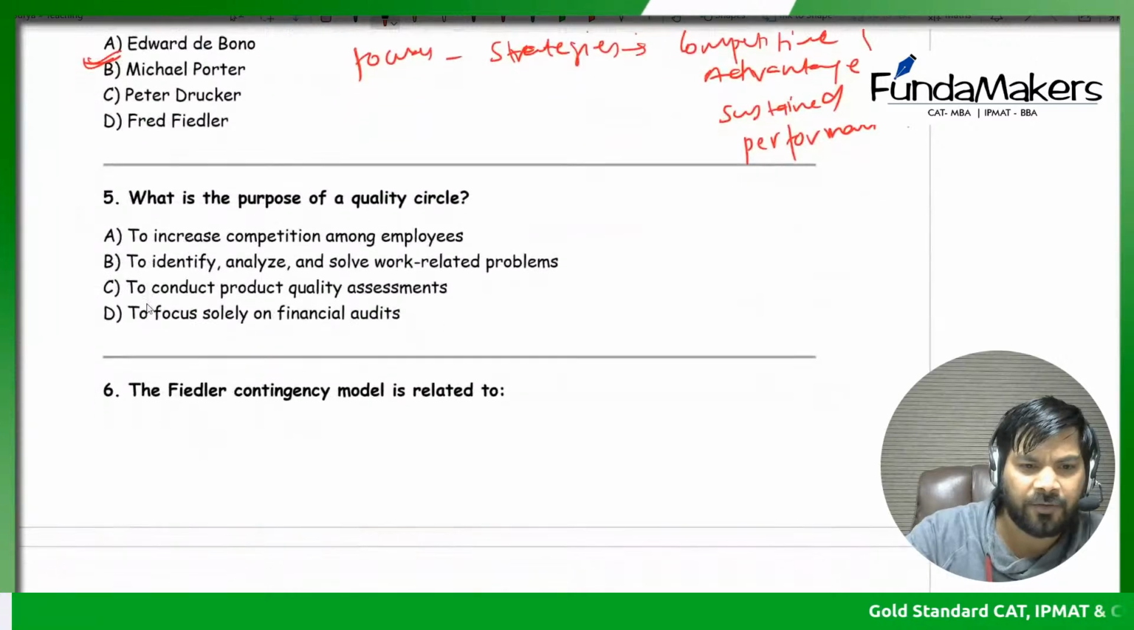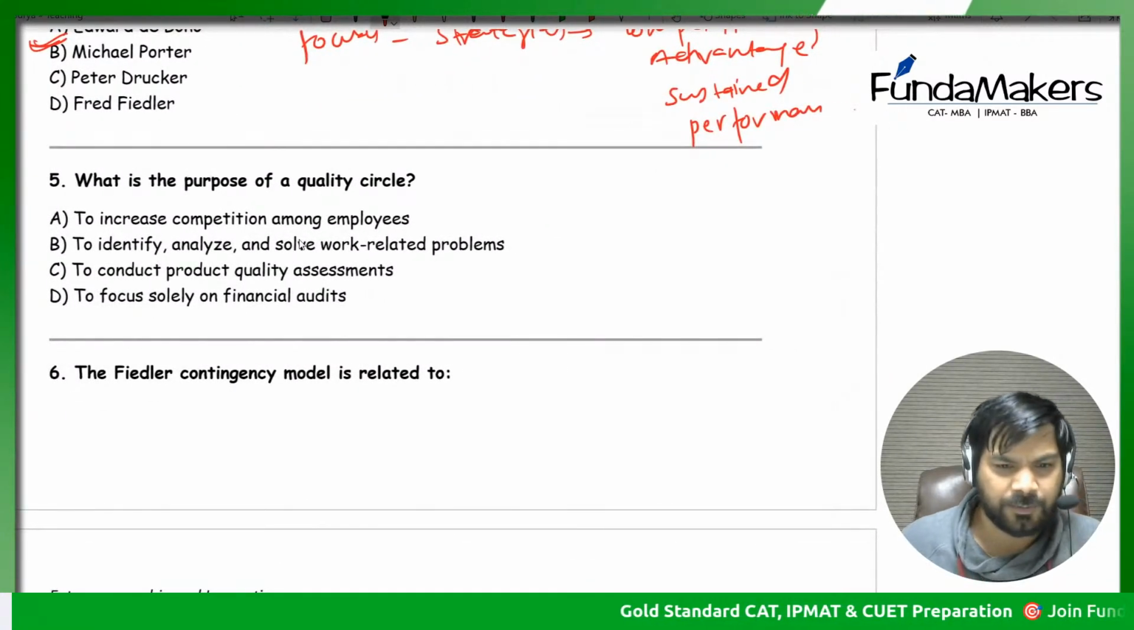Now, what is the purpose of quality circle?